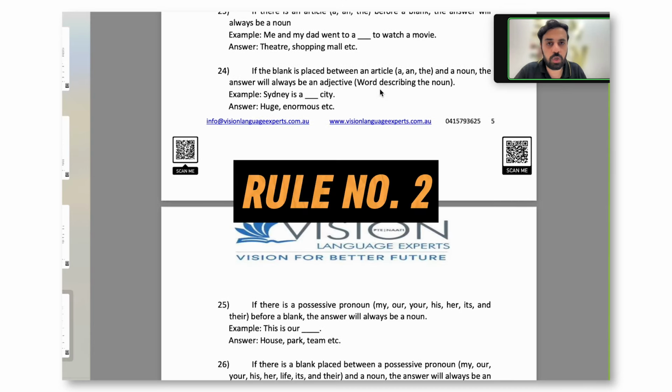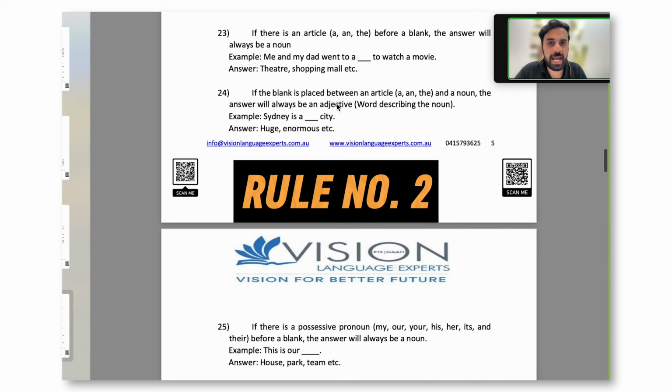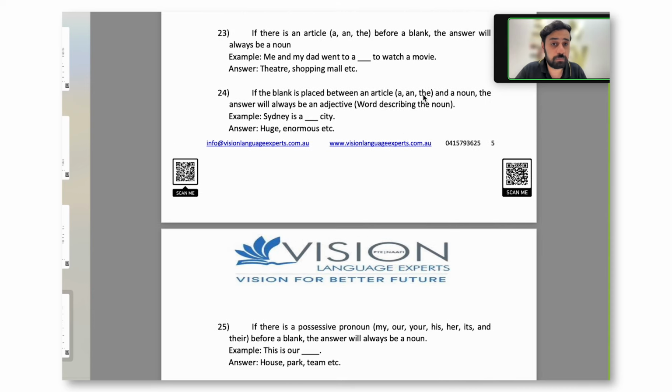Rule number 2 says if the blank is placed between an article and a noun, then the answer will always be an adjective. Now, what was an adjective? Adjectives are those words which describe the noun. So if there is an article and a noun and there's a blank in between, it's always going to be an adjective, and that adjective would be describing the noun. So let's say, Sydney is a huge city. Sydney is a beautiful city.